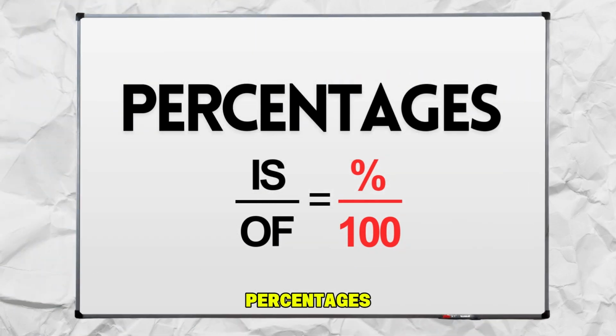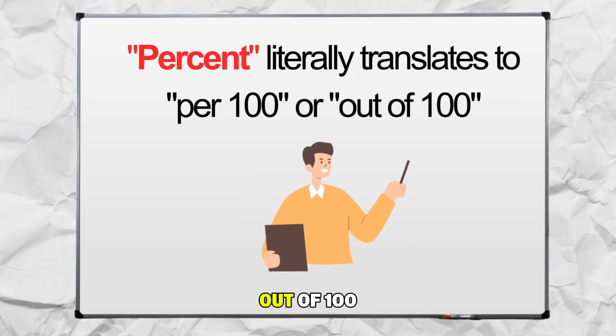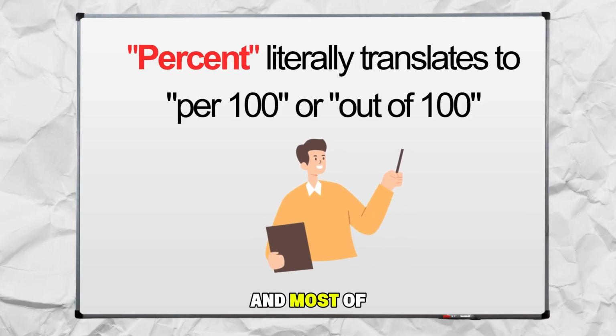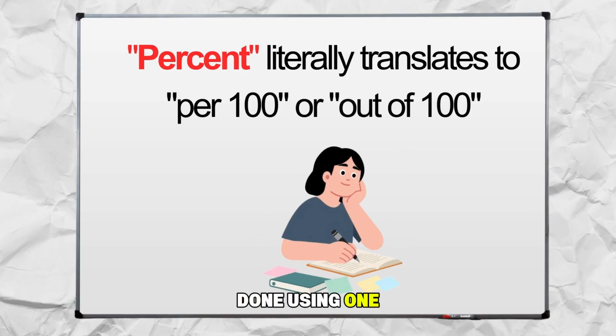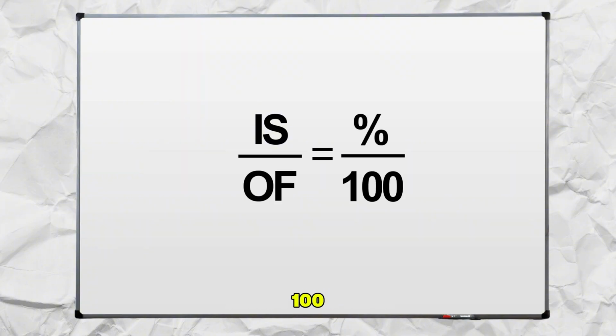Let's talk about percentages. The word percent literally translates to per 100 or out of 100. And most of our percentage problems are going to be done using one real formula here. You can say is over of equals the percent over 100. So let's look at an example here where we would be finding the part.